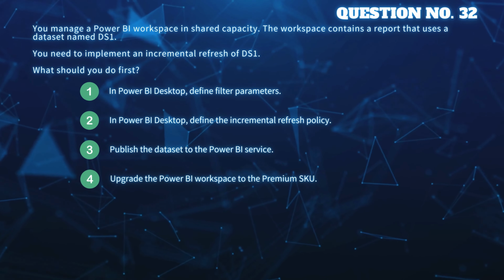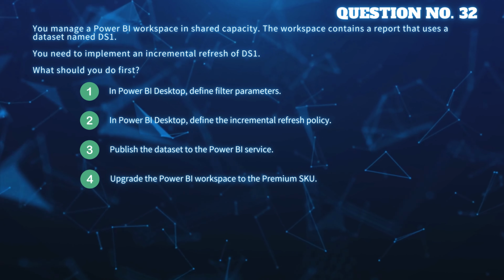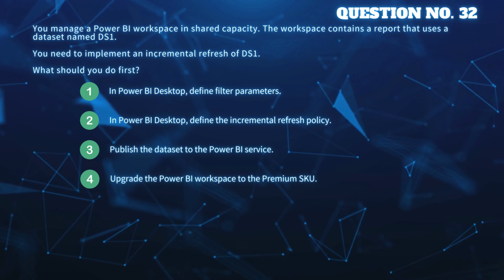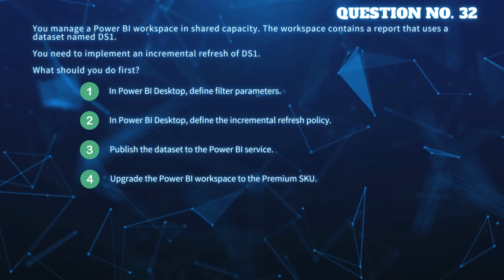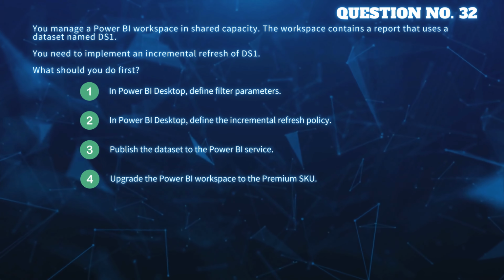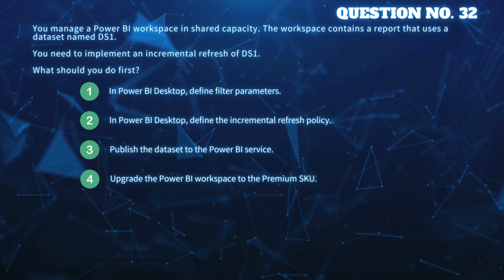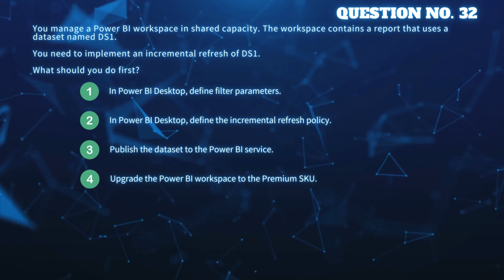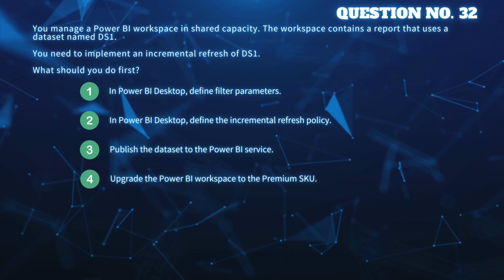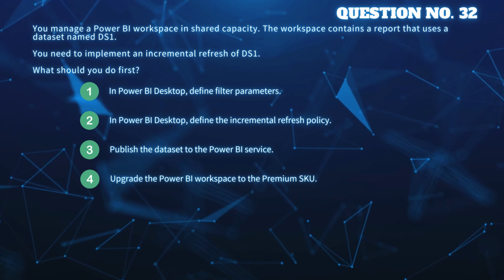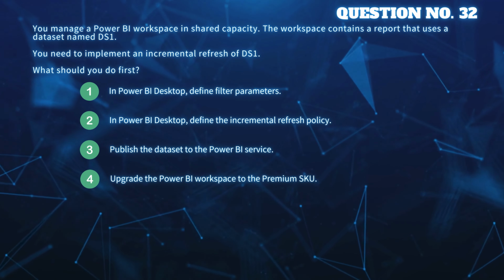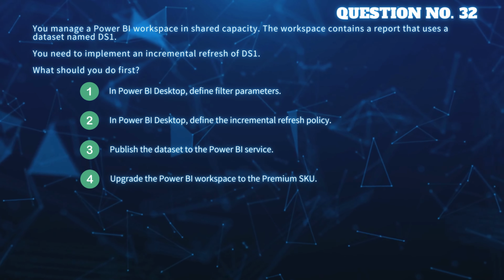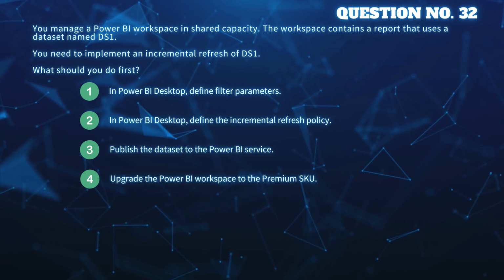You manage a Power BI workspace in shared capacity. The workspace contains a report that uses a dataset named DS1. You need to implement an incremental refresh of DS1. What should you do first? Option 1, in Power BI Desktop, define filter parameters. Option 2, in Power BI Desktop, define the incremental refresh policy. Option 3, publish the dataset to the Power BI service. Option 4, upgrade the Power BI workspace to the premium SKU.